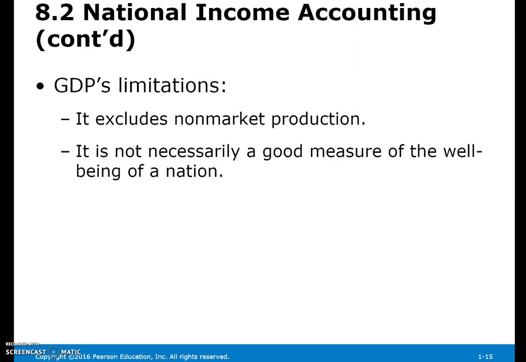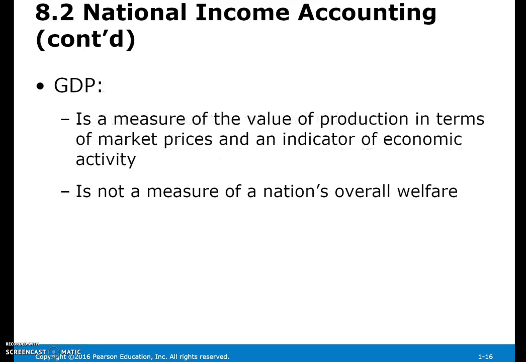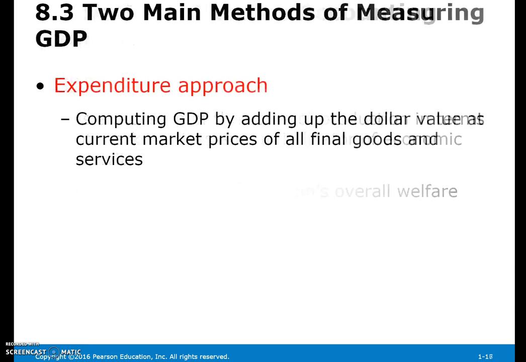But so there are some obvious limits to GDP, right? It excludes non-market production, and it's not necessarily a great measure of the well-being of a nation. It's okay at measuring production and productivity, not great at measuring, quote-unquote, well-being, right? GDP is a measure of the value of production in terms of market prices and an indicator of economic activity. Again, it's not a measure of a nation's overall welfare.